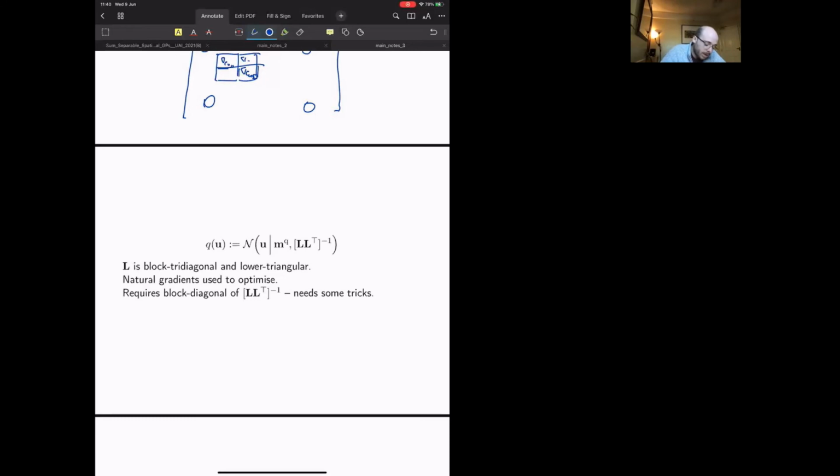They show how to do natural gradients. There's some kind of tricky business associated with exactly how you work with this thing, because the inverse of a block tridiagonal matrix is not itself block tridiagonal, it's dense. But they just need the block diagonal of it. So anyway, they do some tricks, and it all works out, and you can compute ELBOs and stuff like that.